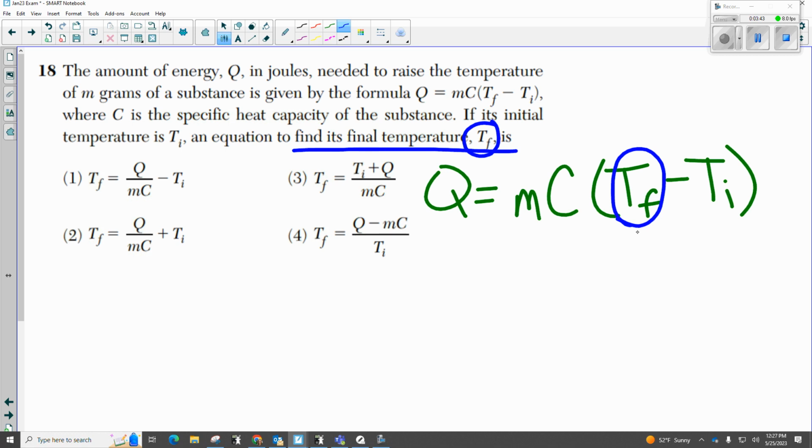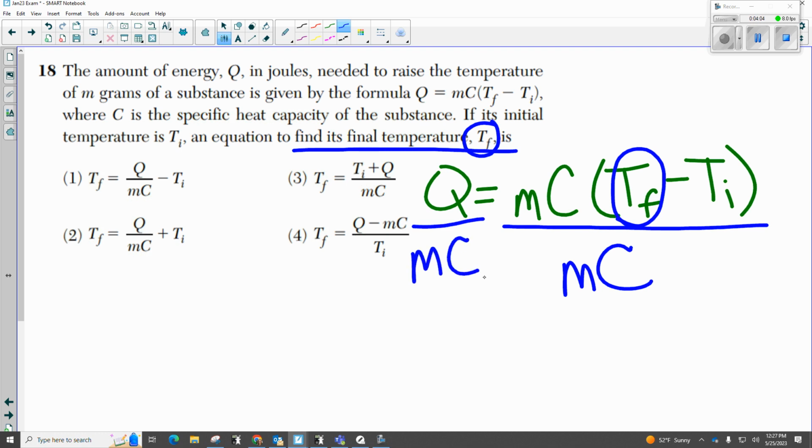So the first thing that I notice here is this MC is being multiplied by the temperatures over here because I see these parentheses. So if I'm trying to get the T sub F by itself, I'm going to first undo the multiplication by this MC. Okay, and the opposite of multiplication is division. All right, now, if you see what we have over here, Q divided by MC, we can't do anything with that because we don't know what those numbers are. So we're not going to be able to simplify it at all.